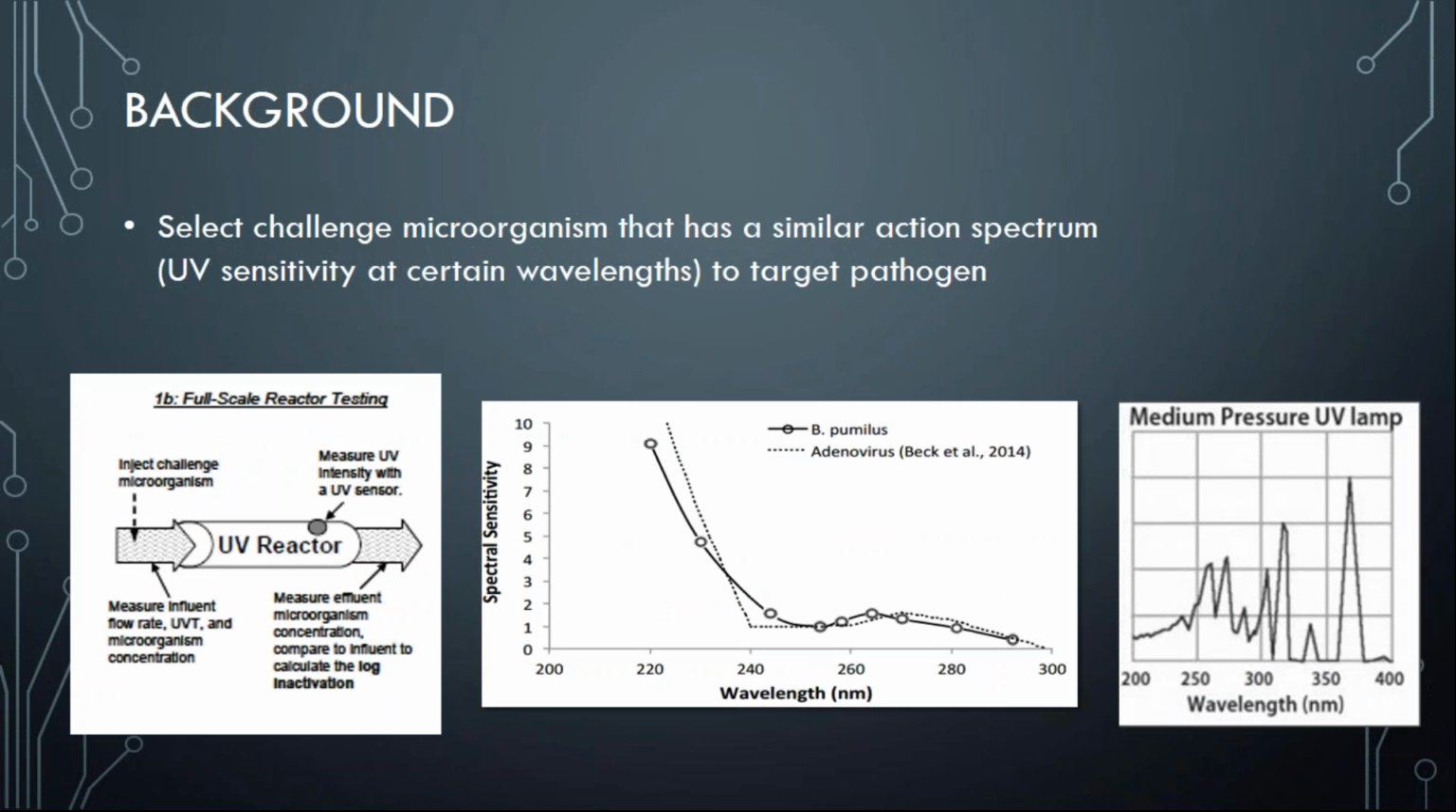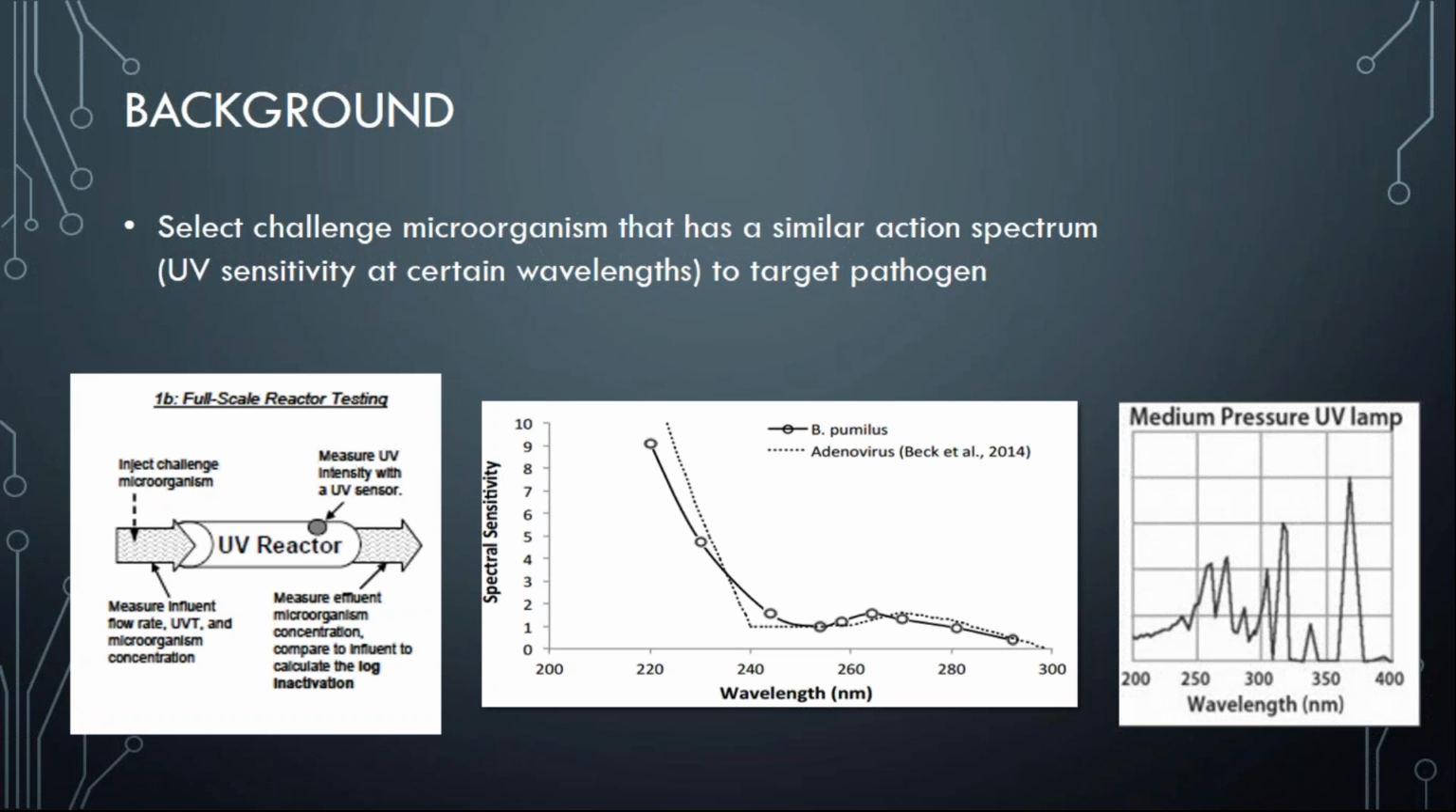So when I mentioned the challenge microorganism that is selected, that's a really important concept, because it really needs to be similar to the pathogen that you're targeting. So if you're targeting Giardia or crypto, for example, you want to use a challenge microorganism in validation that is very similar to it. And what I mean by that is it has a similar action spectrum. So it has similar wavelength sensitivity across the wavelength spectrum. So you can see from the figure in the middle here how the challenge and the target pathogen have similar action spectrum across that range of wavelengths.